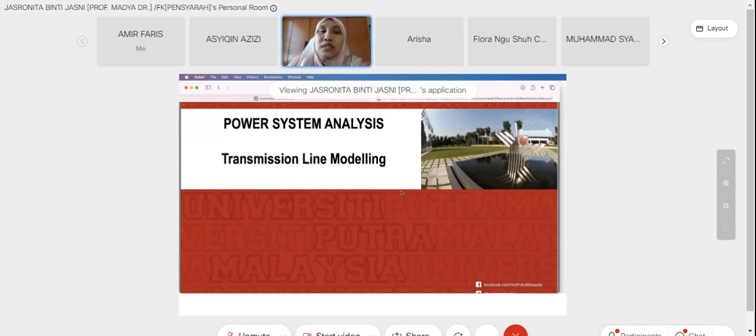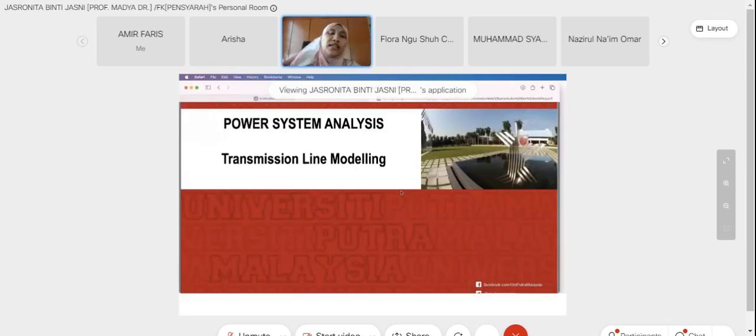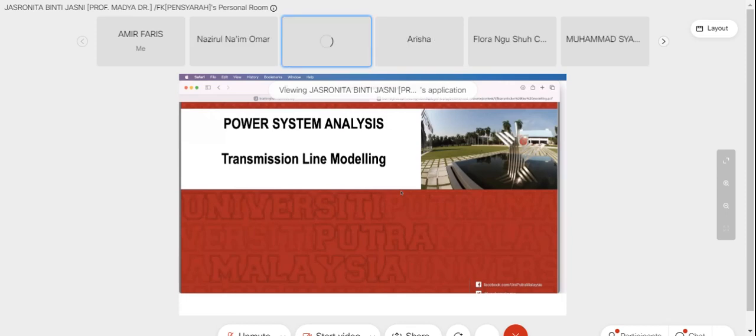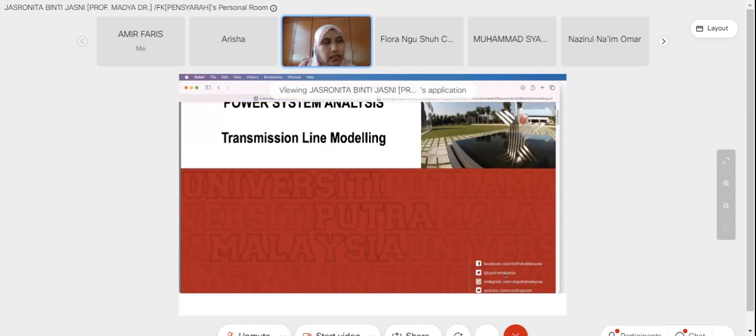Yes, doctor. So in order to get the I, we need to have the voltage source and the resistance. So resistance here means the transmission line, the conductor. Okay, understand that?